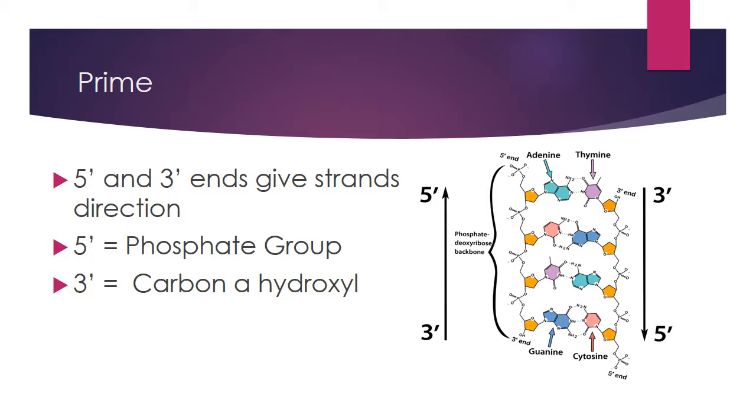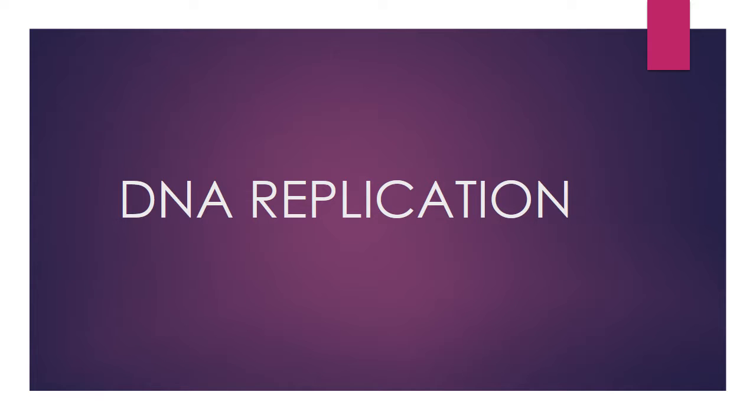Lastly, of our DNA structure, we have our primes, 5' and 3'. These are the guidance for the strands. They show the direction. 5' is the phosphate group and 3' is the carbon hydroxyl. Now that the structure is out of the way, we will begin talking about DNA replication.